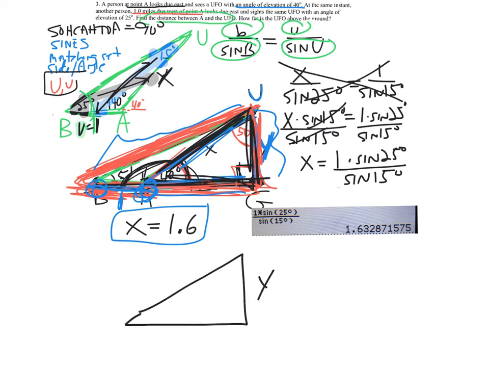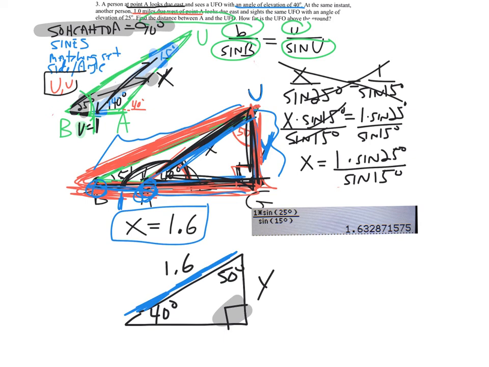y is what I'm solving for. I have a right angle. I know this angle was 40. I know this angle was 50. And we figured out that x, the hypotenuse, was 1.6. So now if I go through my checklist, are we going to be using SOHCAHTOA, are we dealing with a right angle? And the answer is yes, we do have a right angle. We're trying to figure out the height of the UFO.